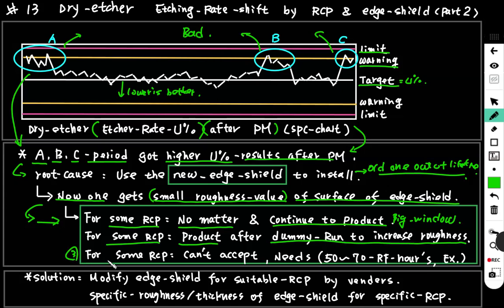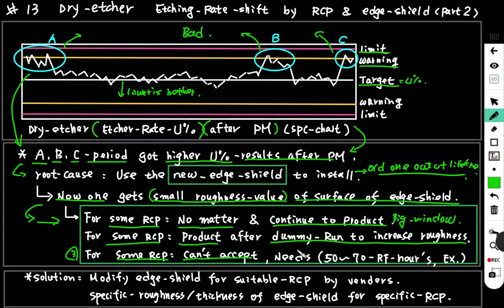In the third condition, it gets very difficult to release to run. For some recipes, we cannot use the new edge shield, because uniformity cannot be accepted, and even the etching rate shifts too much.